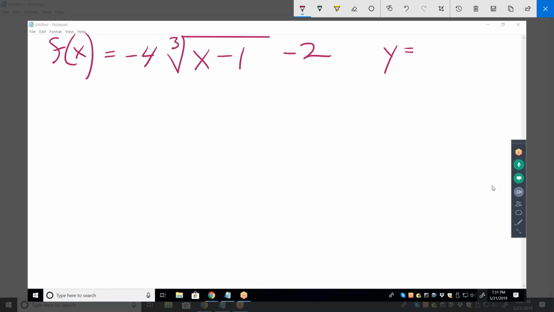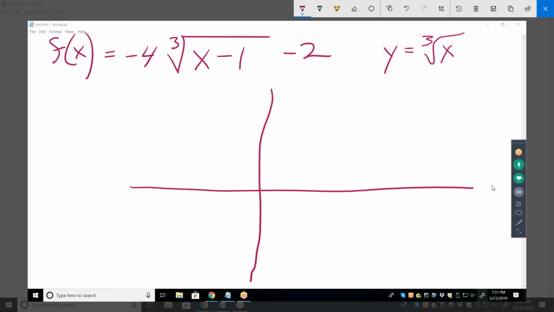What's the elementary function? Y equals cube root of x. And again, I know how that goes now. Pretty much like that. That's probably not a very good drawing of it, but it'll have to do. What I've got is 1, 2, 3, 4 transformations.